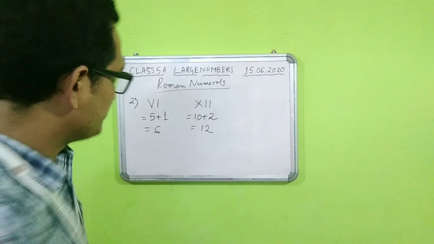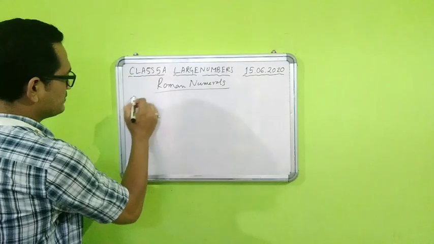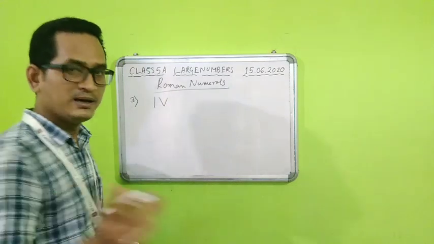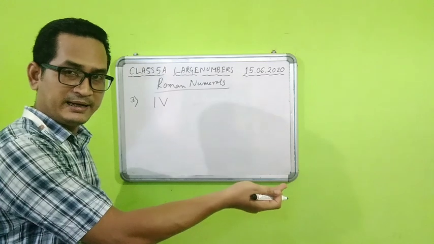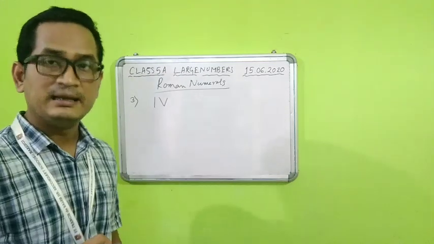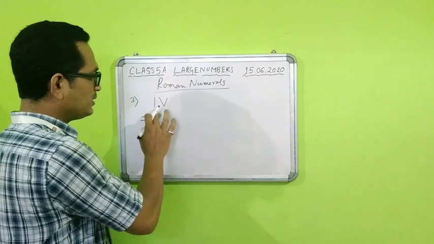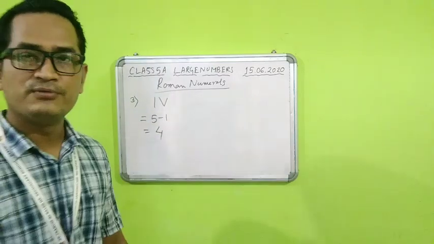Let us go for rule number 3. Now rule number 3 will be opposite to that. That means if a smaller value is on the left hand side and the greater value is on the right hand side, then the opposite will happen. Let us take the example IV. Previously it was VI, now I am writing IV. Now you see the greater value is on the right hand side, the smaller value is on the left hand side. In that case, we have to subtract the smaller one from the greater one. So it will be 5 minus 1, which is equal to 4.